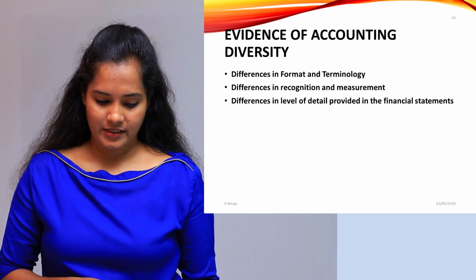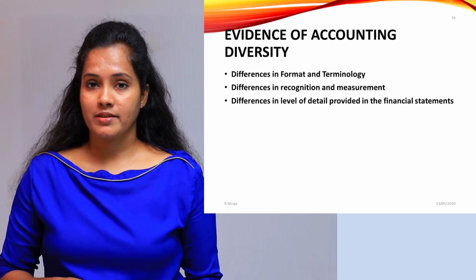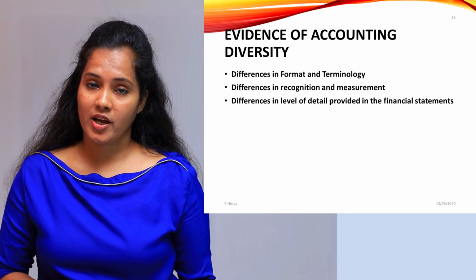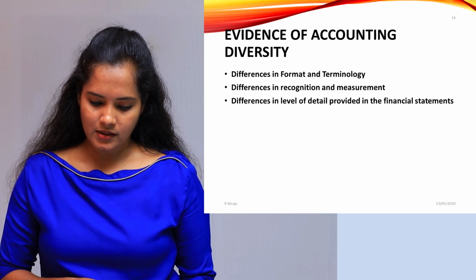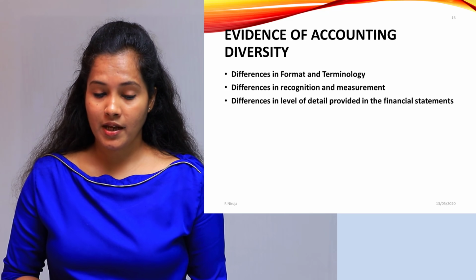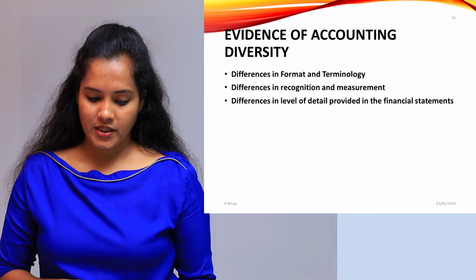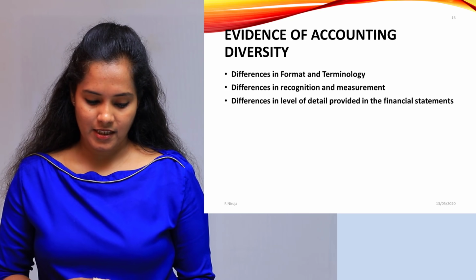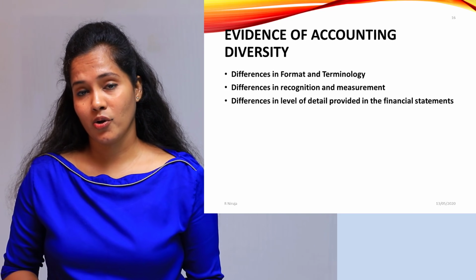The second one is the difference in recognition and measurement. Some countries are based on historical prices and other countries are based on fair values in order to recognize their asset values. For example, the USA and Nigeria are not allowed to report property, plant and equipment at amounts greater than historical cost. But companies in Europe are allowed to report their assets on the balance sheet at market values. So these differences exist all over the globe.